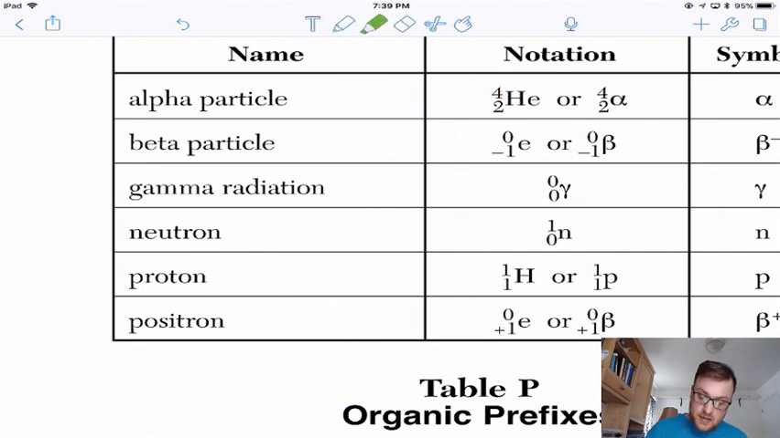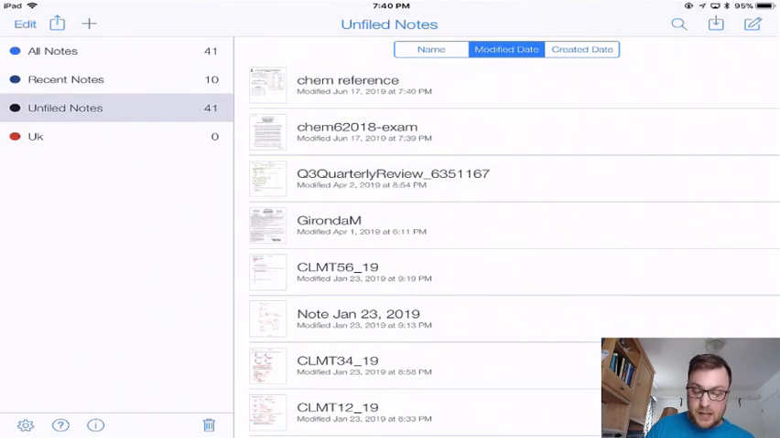The mass is the number in the top left. The bottom left number is the charge. We want to pick the answer choice that has the least mass. Alphas is 4, betas is 0, protons and neutrons are 1. Correct answer, beta.